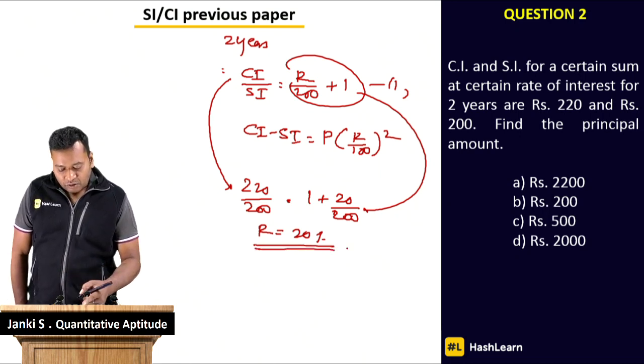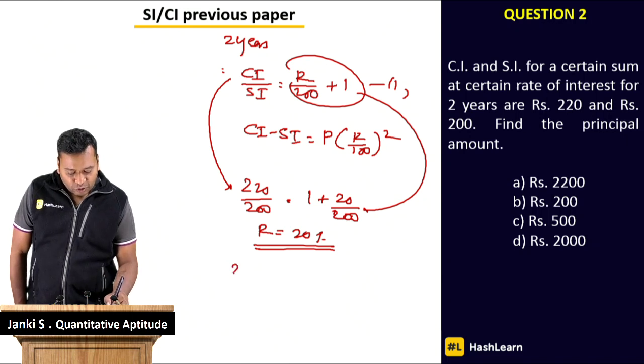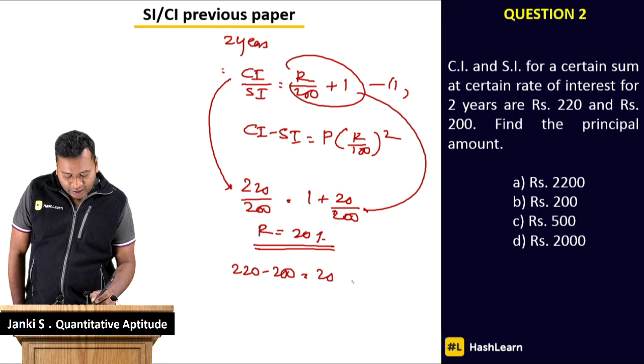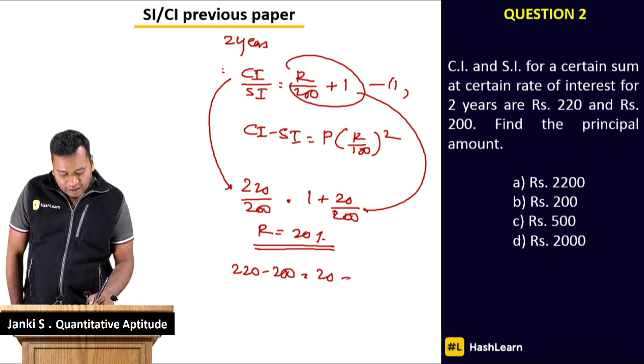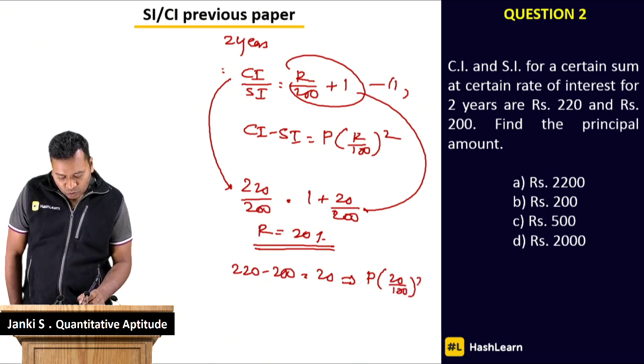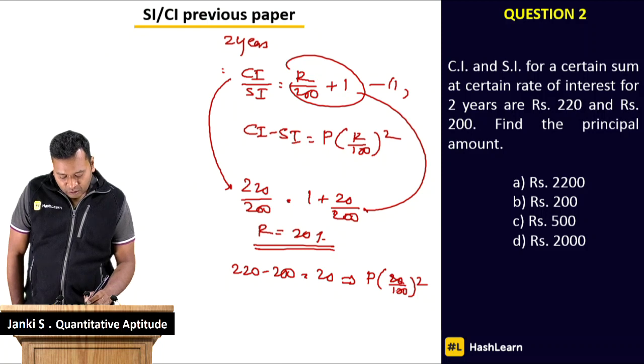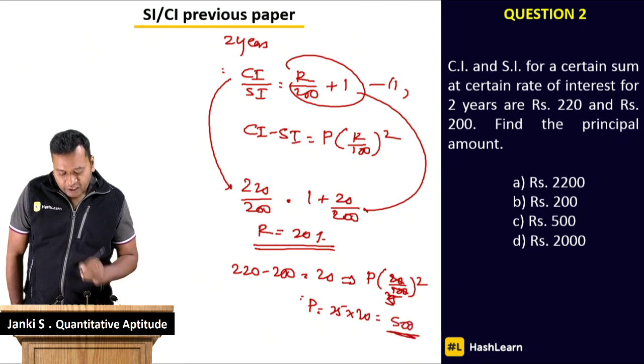So if I'm using this formula, I can get the rate of interest. Second thing is, now since I know the rate of interest, the difference between them is how much? 220 minus 200, which is nothing but 20 in this case, is equal to P into 20 by 100 whole square, right? So this is nothing but 5 here. So P value is nothing but 25 into 20. That's nothing but 500, right?